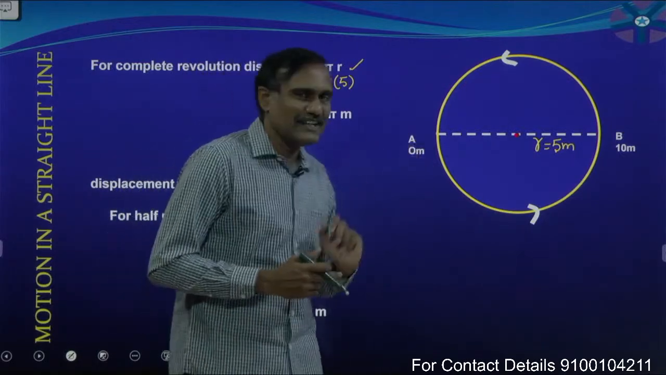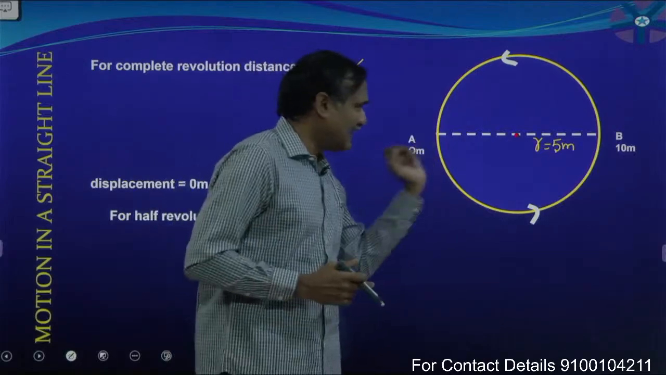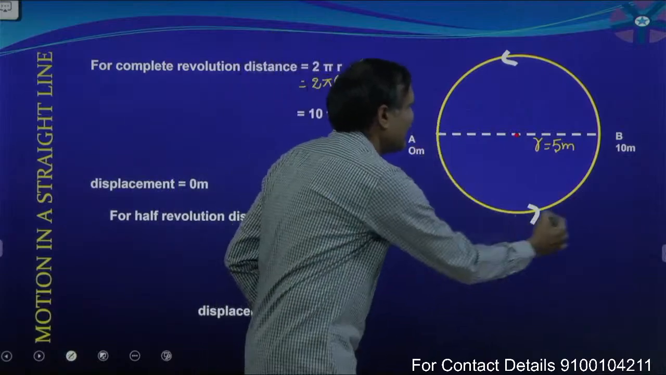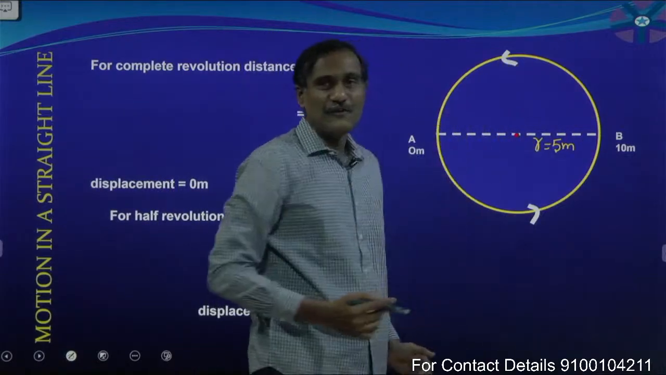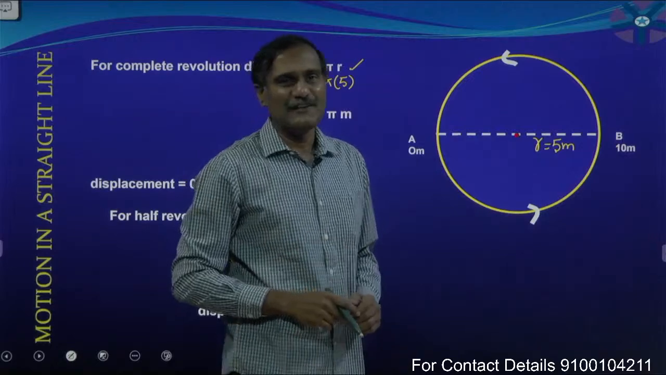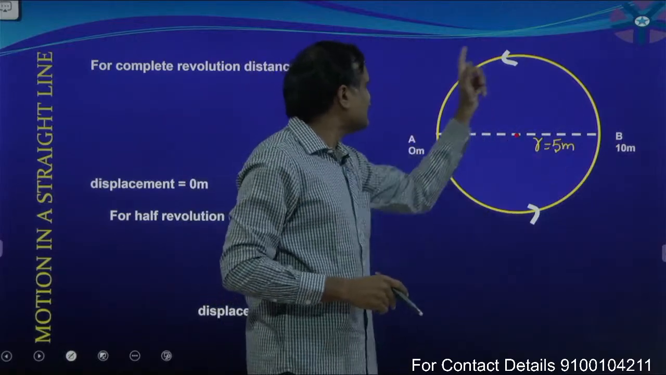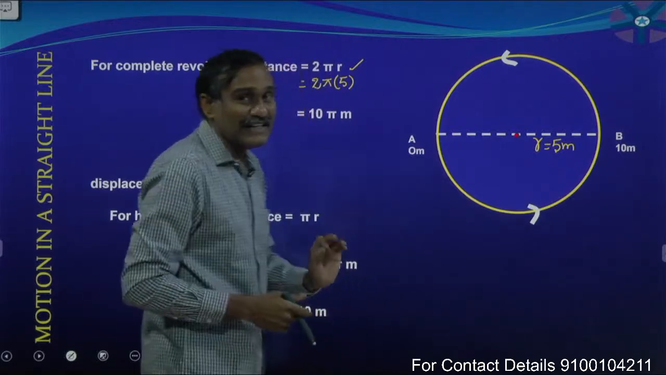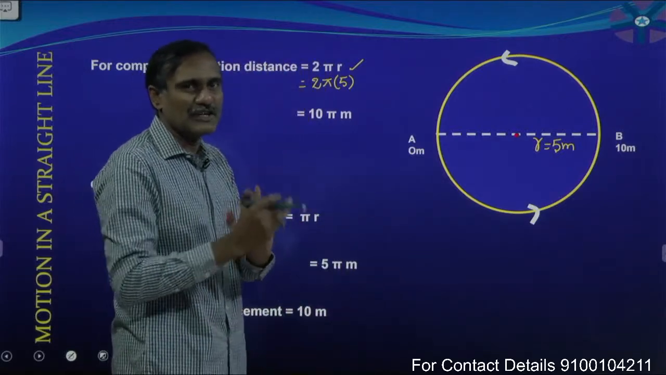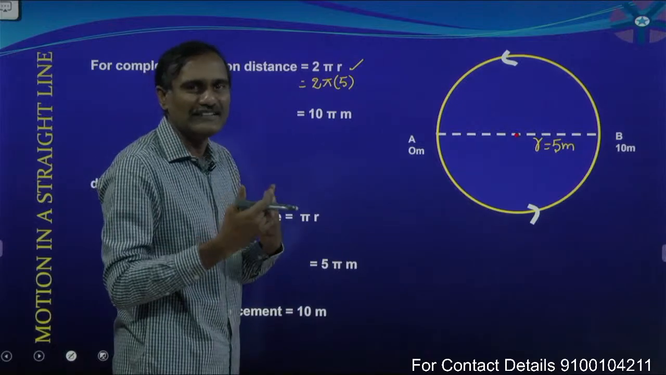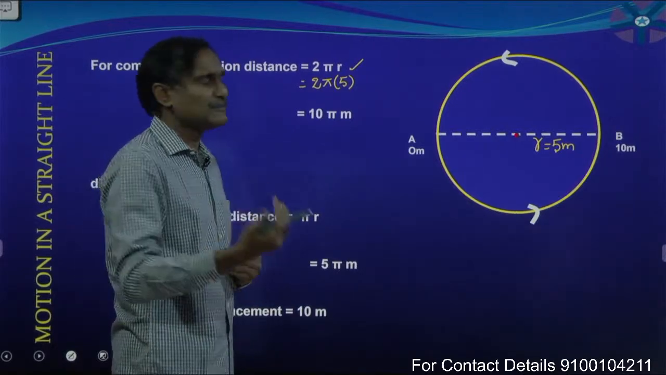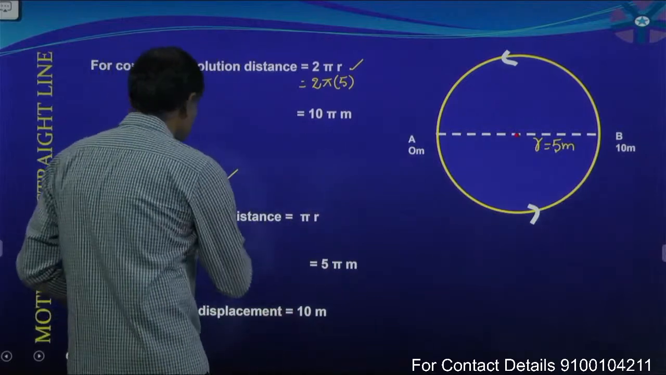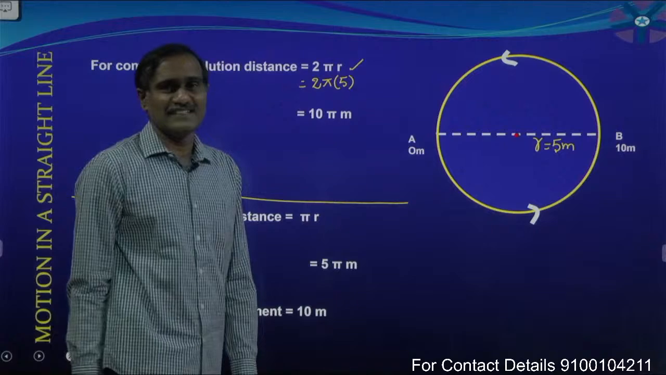What is its initial position? A. What about its final position? Also A, because it completes one revolution. So again it reached its initial position. So displacement, which is final position minus initial position, both coincide with each other. So displacement becomes 0 meter. Displacement is 0 meter. Remember that.